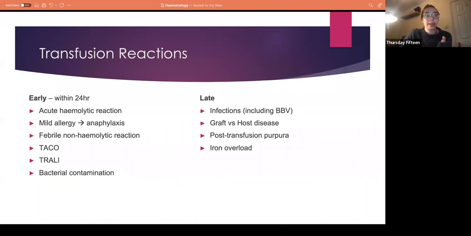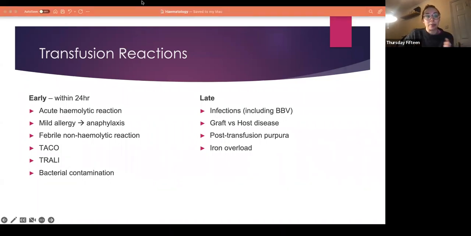You can also get allergic reactions that range from mild allergy to anaphylaxis. They're generally more common if you're transfusing plasma-rich products, so things like FFP and platelets, because there's more proteins in them to react to.